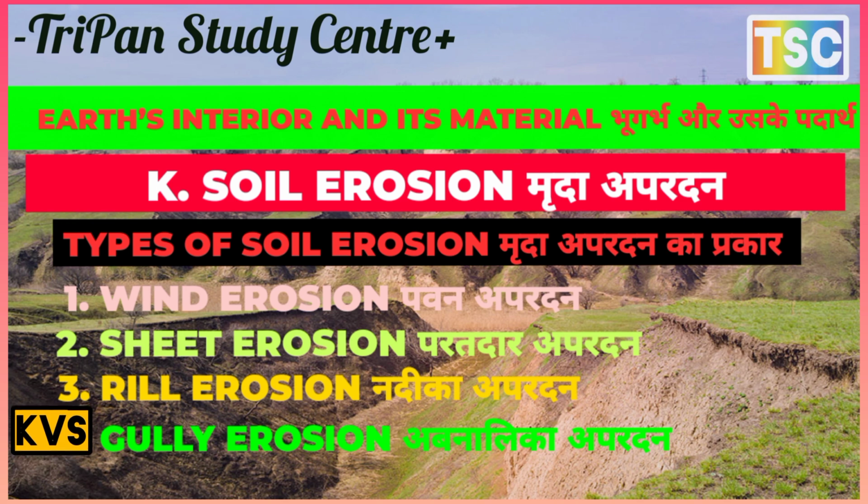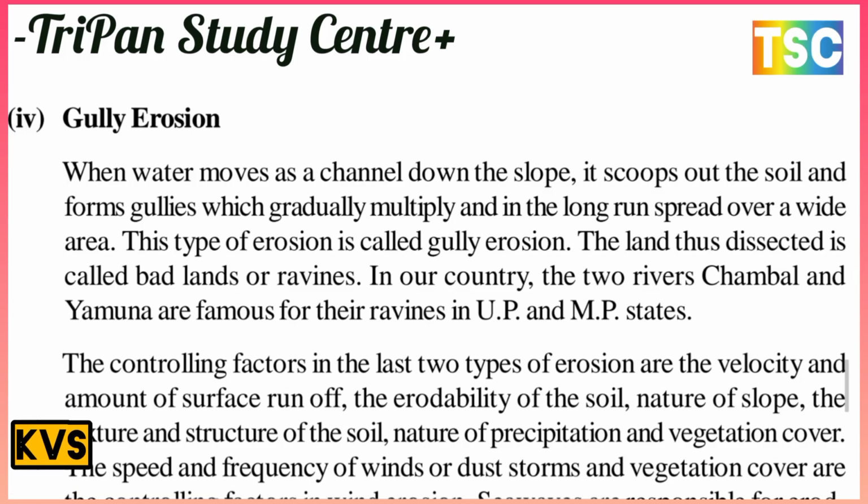The next is gully erosion. Gully erosion comes up many times in exams. When water moves as a channel down the slope, it scoops out the soil and forms gullies, which gradually multiply and in the long run spread over a wide area. This type of erosion is called gully erosion, and the land thus destroyed is called badlands or ravines. In our country, the Chambal and Yamuna rivers are famous for their ravines in UP and MP states. This is most important for gully erosion.